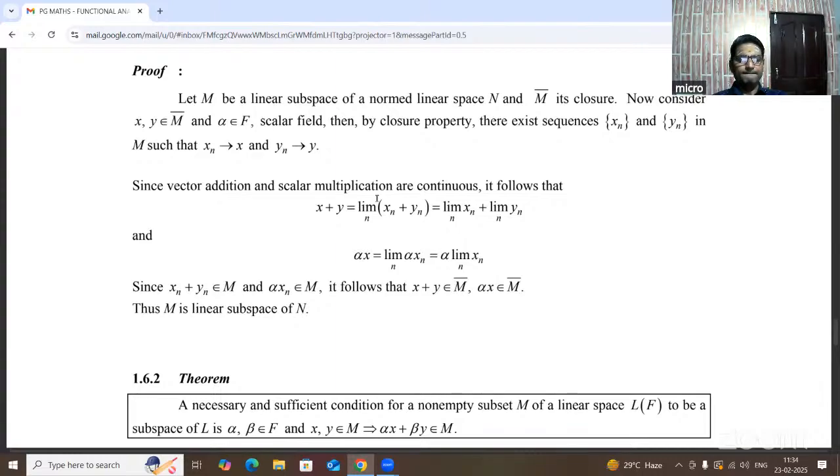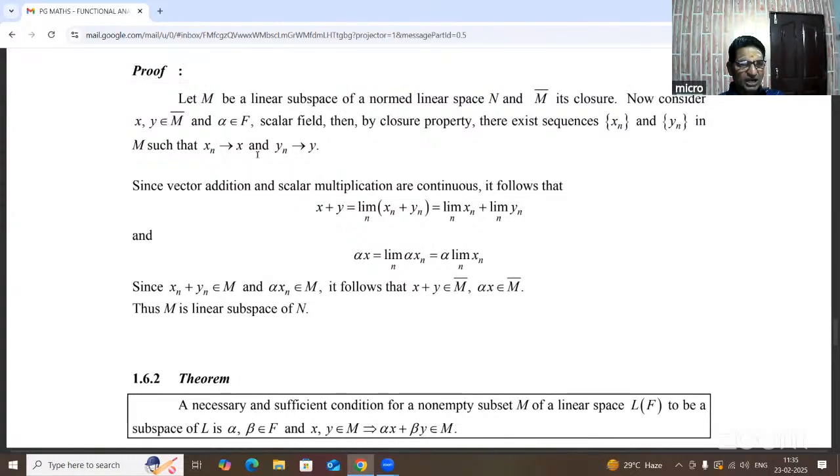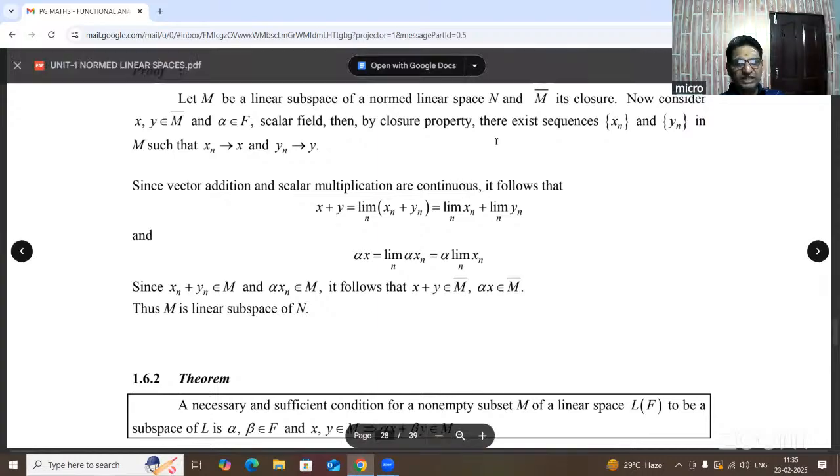Okay. Now here, xn converges to x and yn converges to y from the closure condition. Now the elements of the closure are x and y. The same elements of the linear space are also in the closure of the subspace. So here alpha is a field element. By the closure property, the two sequences xn and yn converge to x and y. So it reads as xn converges to x.